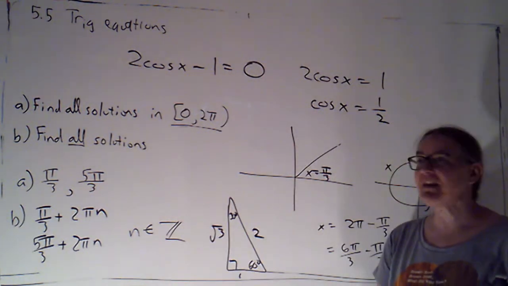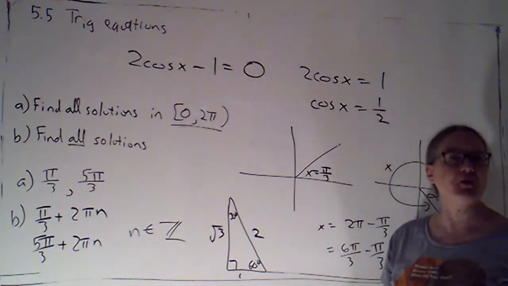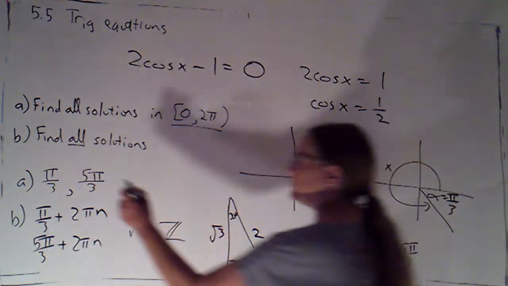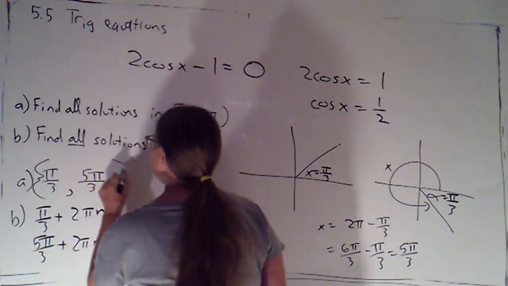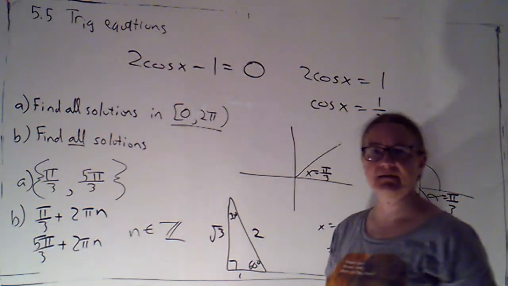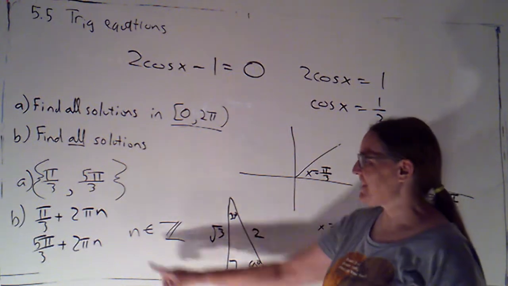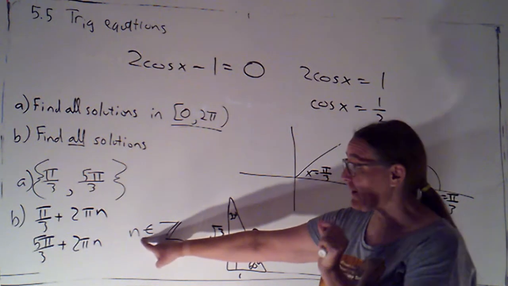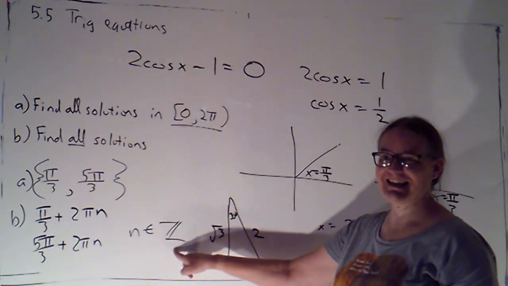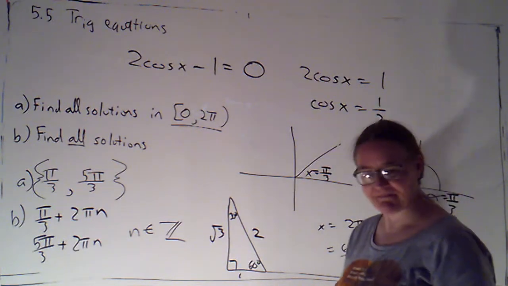The book tends to give the answers a little bit more formally, tends to put it in set notation. So it would give this, for example, in set braces. I'm not concerned that you be that formal, but I do want to make sure that you're specifying that your variable n here is an integer. Okay, excellent.